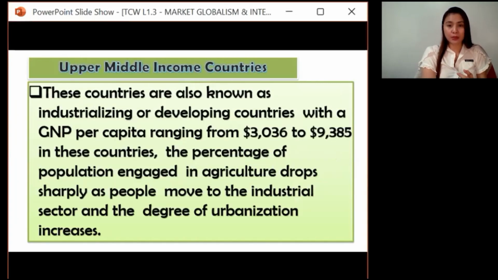Now let's talk about the next category, the upper middle income countries. These countries are also known as the industrializing or developing countries, with a GNP per capita ranging from 3,036 to 9,385 US dollars. The percentage of the population engaged in agriculture drops sharply as people move to the industrial sector and the degree of urbanization increases.